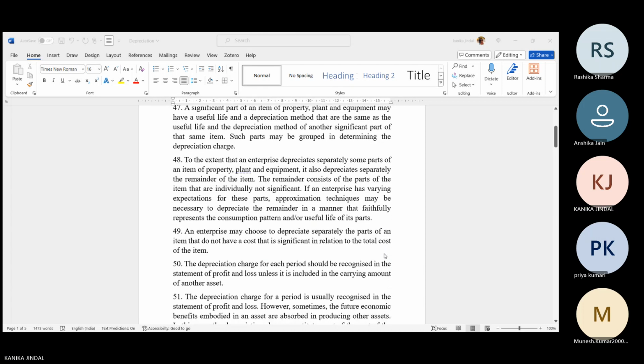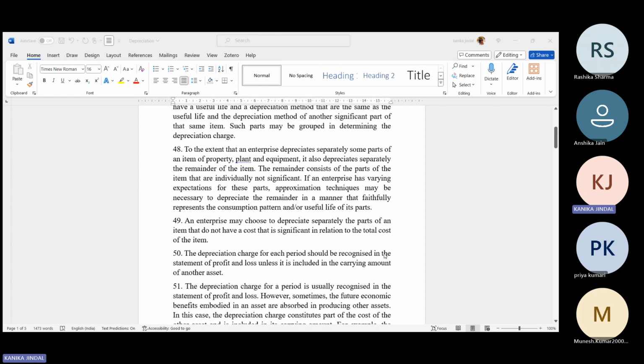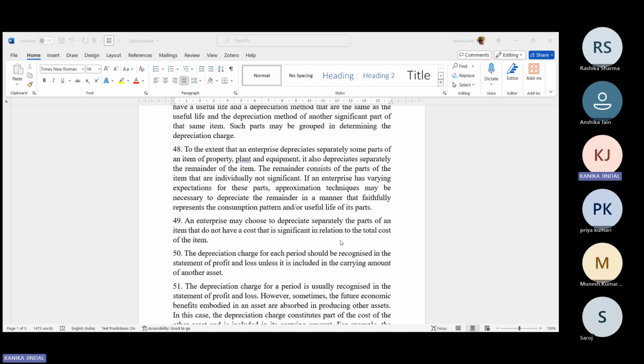Next point is, an enterprise may choose to depreciate separately the parts of an item that do not have a cost that is significant in relation to the total cost of the item. So there can be some parts of a machine or equipment which are not that significant. In that case, they are saying you can charge depreciation on those separately, even though they are not significant to the total cost. They are very minor, with a very minor cost, so they can be depreciated separately altogether.